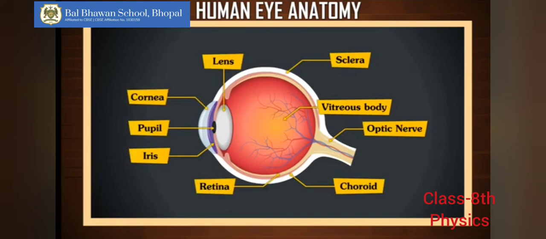So now quickly let us revise all the parts of the eye. In front, the transparent part of the eye is called the cornea. After cornea, we have an iris, the colored or pigmented part. In the center of the iris is the pupil, which is a small hole. Then after the iris, we have the lens, double convex lens. Then the other part of the eyeball is fully covered by a protective layer called the sclera, which is white in color. Second layer is choroid.